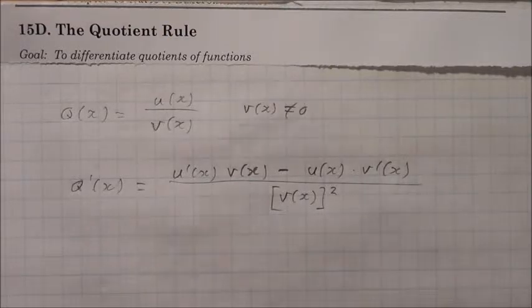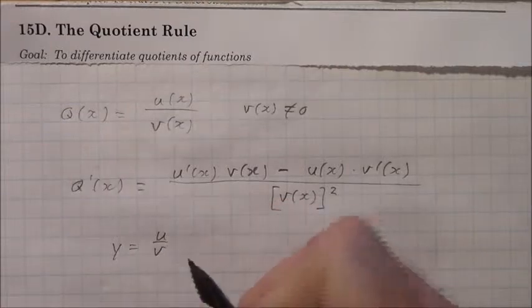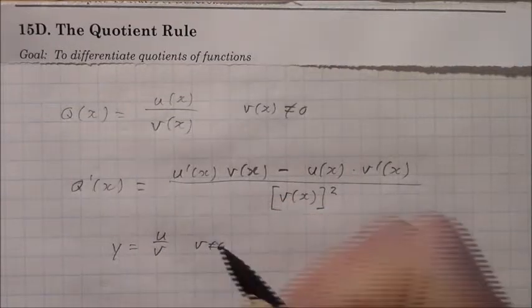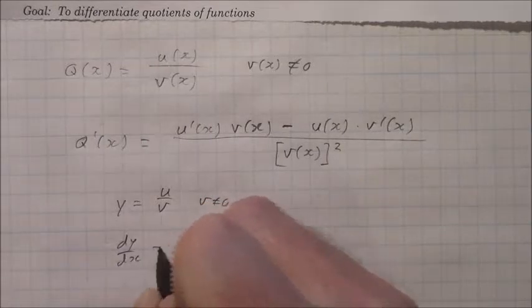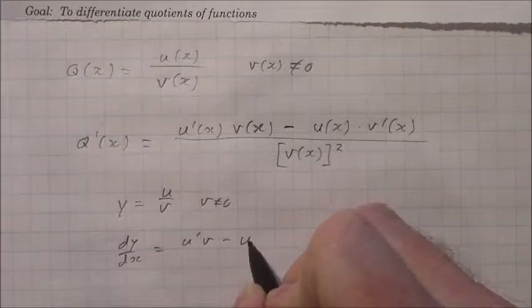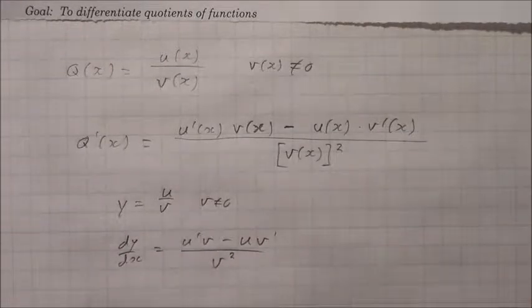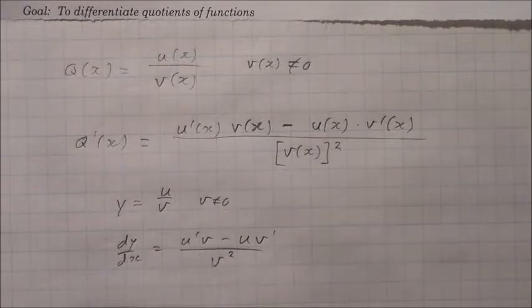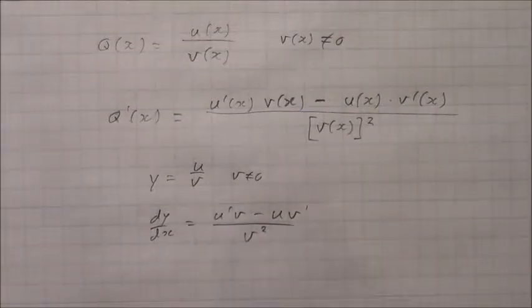Okay, if we look at it another way, we can say, well, if y is u divided by v, again, v cannot equal 0, then dy by dx is u prime v minus uv prime all over v squared. So let's take a look at a couple examples of the quotient rule and how that works.